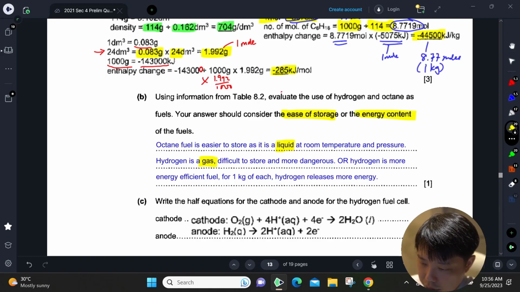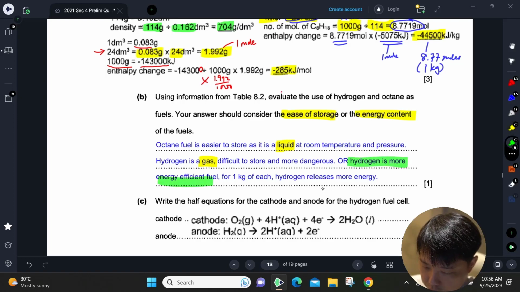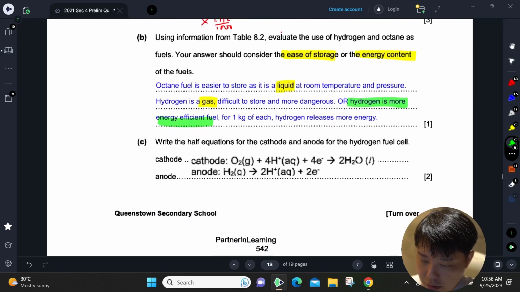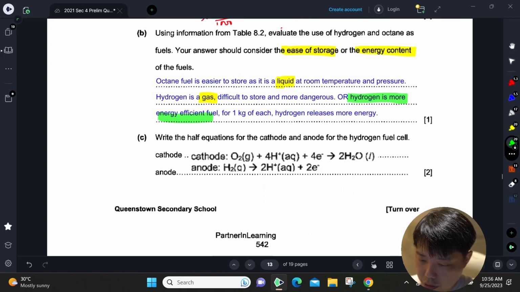Energy content wise, you can see that hydrogen is a lot more energy efficient because it releases more energy per kg. That's the second point, energy content. Write the half equation for cathode and anode. Guys, this cathode and anode equation, you've got to remember how to write them and how to balance them. Just memorize them. If you cannot derive them on the spot, you've got to learn and memorize them. These are very, very important.